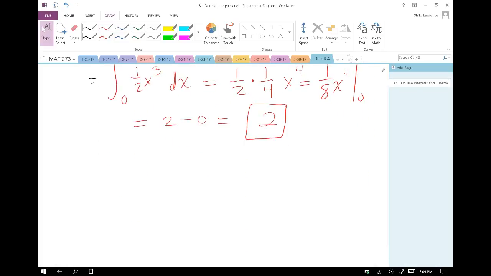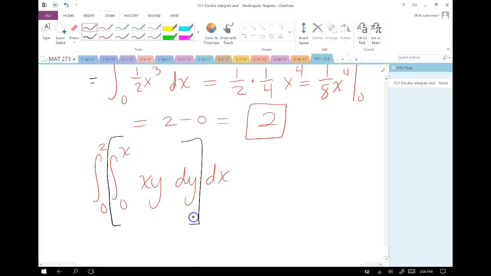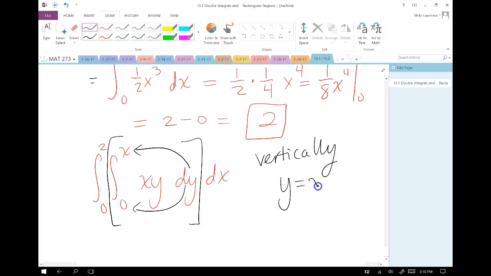This region, and I saw a couple different answers for this as well. We don't care about the xy inside. I just want to know what the 0 to 2, 0 to x means. So the inner integral is with respect to y. Y is our vertical axis. So this tells me vertically we're going from y equals x on top to y equals 0 on the bottom.